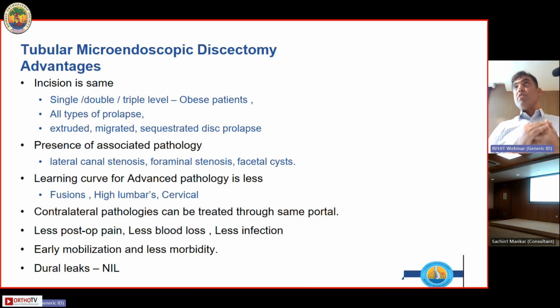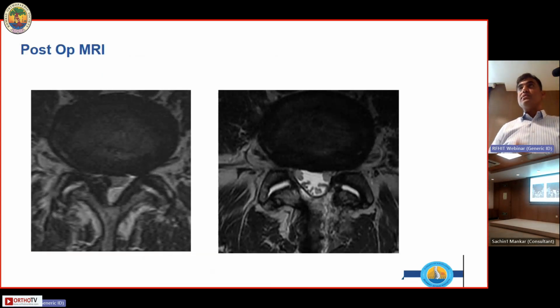It is a dynamic, reproducible procedure. The learning curve of microdiscectomy can be utilized to do even complex procedures in the lumbar, thoracic, and even cervical spines, and particularly in dural leak cases with absolutely nil dead space. These are far more forgiving surgeries. The contralateral pathologies can also be dealt with by this tubular technique, which may be difficult in a Maccollox retractor or a standard microdiscectomy. Just some post-op MRIs, because there are many of us who ask whether you can really achieve the same amount of decompression or not.